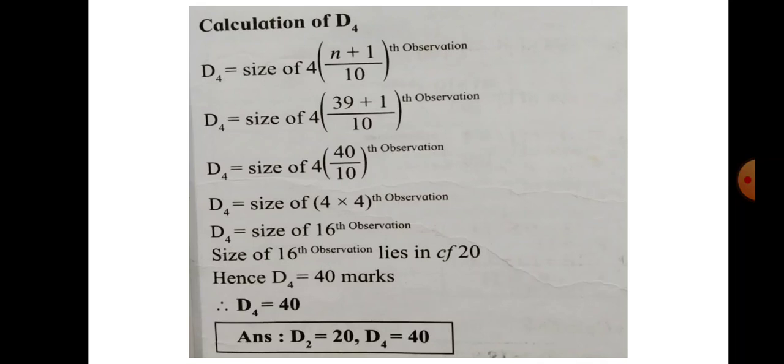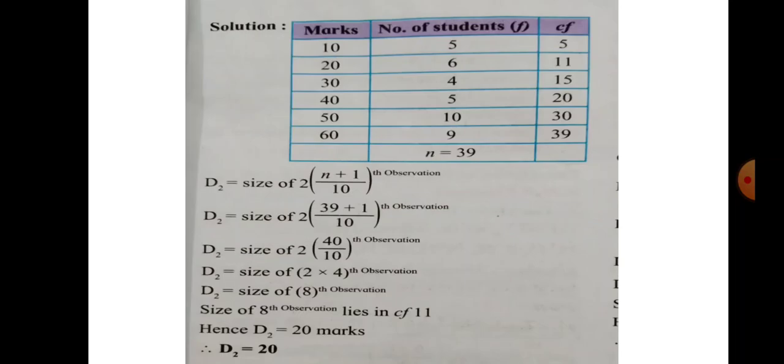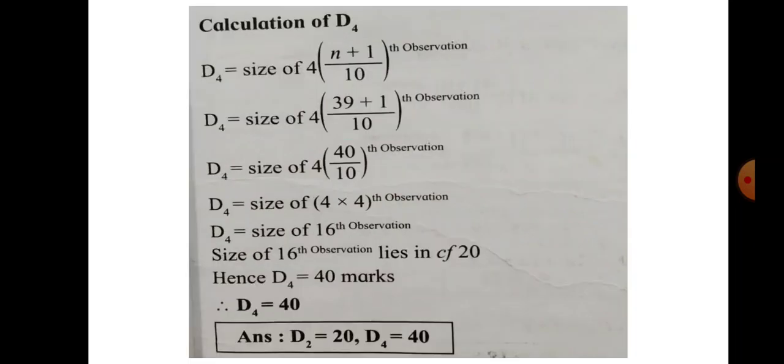So how to find out size of 16th observation? For that you have to go to the cumulative frequency column. Where 16 comes, 16 lies in the cumulative frequency equal to 20, with corresponding value of x equal to 40. So d4 is what here? d4 is equal to 40 marks. So d2 is equal to 20 and d4 is equal to 40. This is how to calculate deciles from discrete data.